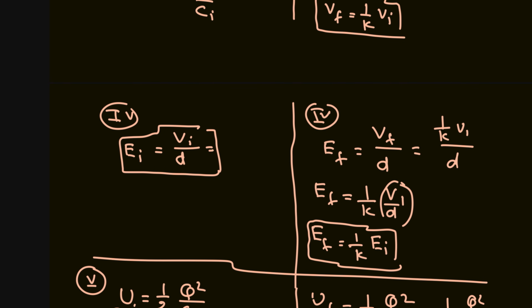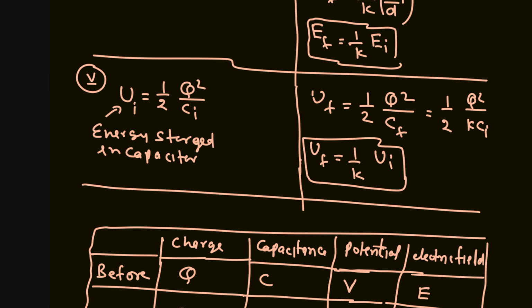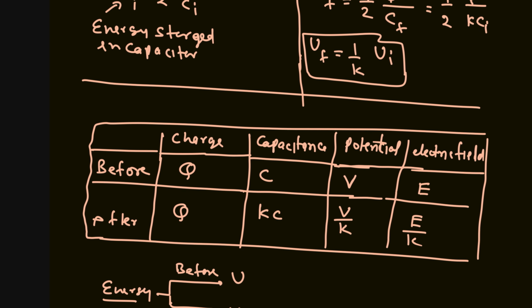Now electric field: the formula is E equals V by d, and Vi is nothing but Q upon Ci. Then we get E final. Now the energy stored in capacitors before insertion of dielectric is Ui, nothing but half Q square upon Ci. This is the energy stored in the capacitor. After insertion of dielectric, capacitance changes and becomes K times Ci. Then U final now becomes 1 by K times of initial.